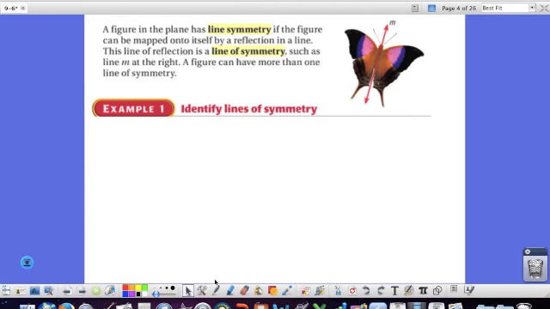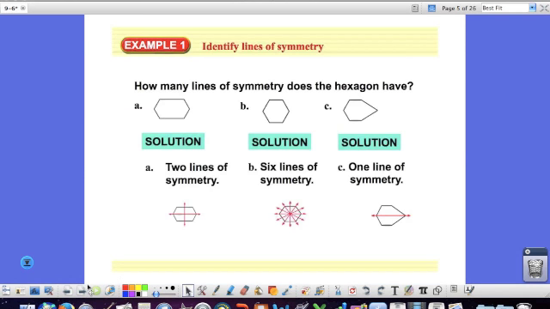A figure in the plane has a line of symmetry if the figure can be mapped onto itself by a reflection in a line. This line of reflection is a line of symmetry, such as m at the right. A figure can have more than one line of symmetry. So if I reflected this over m, I would have the same figure.